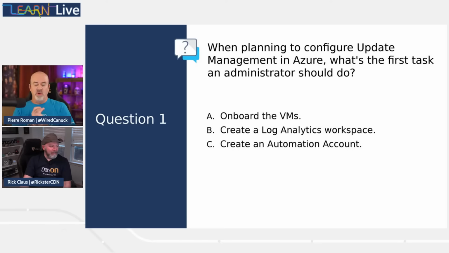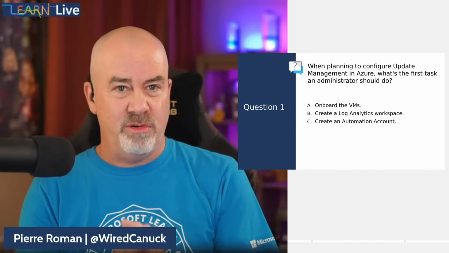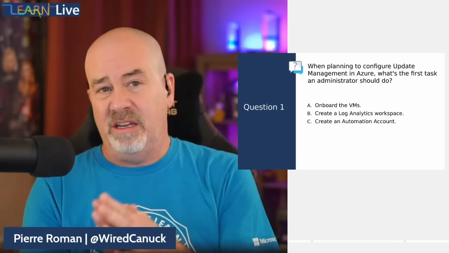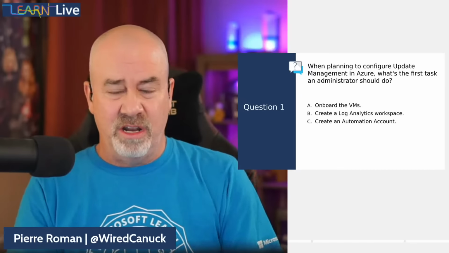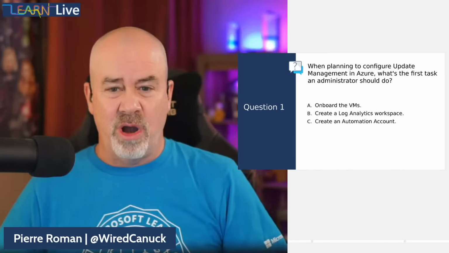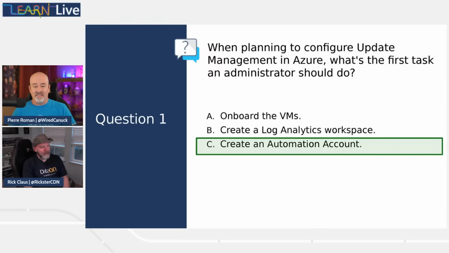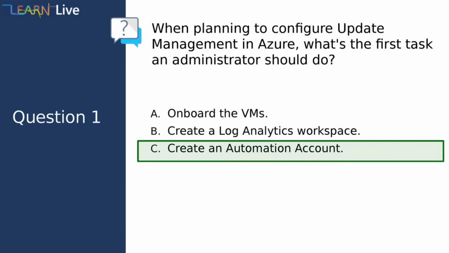Well, this one's a tricky one because you could have your log analytics workspace pre-created, or you could create it first. It doesn't necessarily make a difference whether you create it ahead of time or within when you're creating your automation account. Yeah, and I know you don't onboard the VMs right away because you've got nothing to onboard them into, right? That's right. So that would mean it would be C, create your automation account? I think so. By process of elimination, that's right.